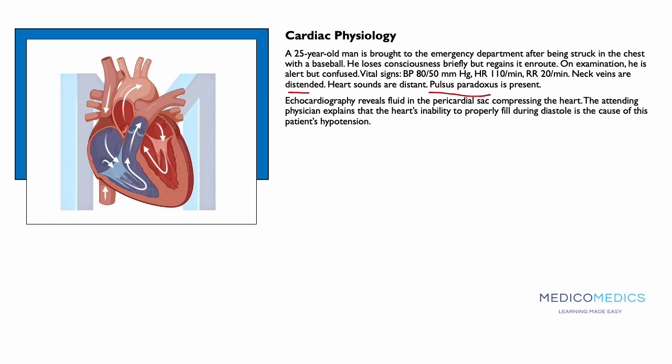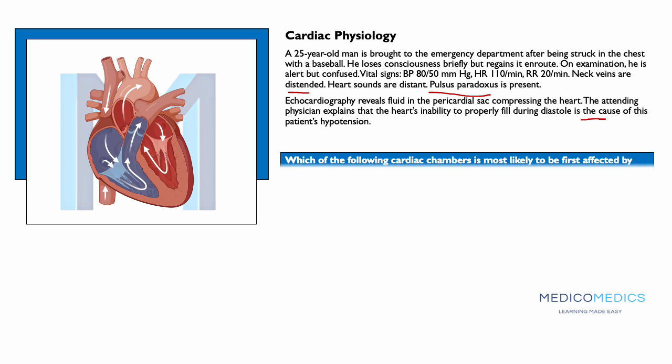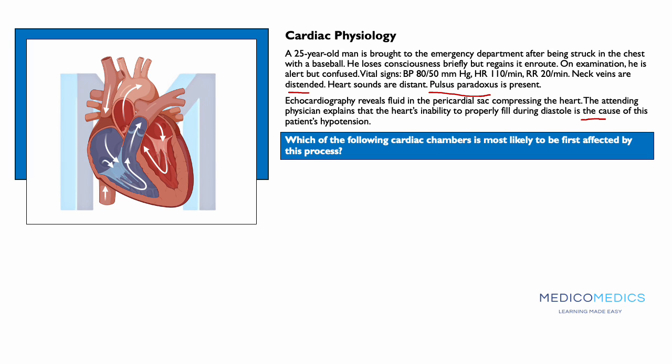An echocardiography reveals fluid in the pericardial sac compressing the heart. The attending physician explains that the heart's inability to properly fill during diastole is the cause of this patient's hypotension. So which of the following cardiac chambers is most likely to be first affected by this process? Is it A, left atrium, left ventricle, right atrium, right ventricle, or the pulmonary veins? Feel free to pause the video, take a few seconds, and then we go on with the answer.